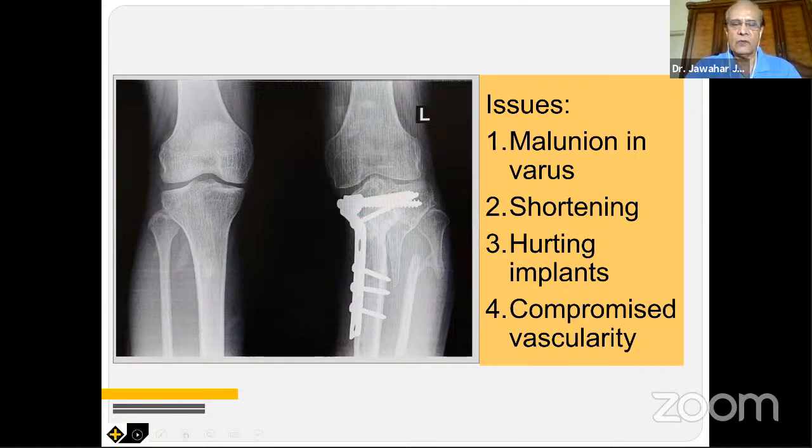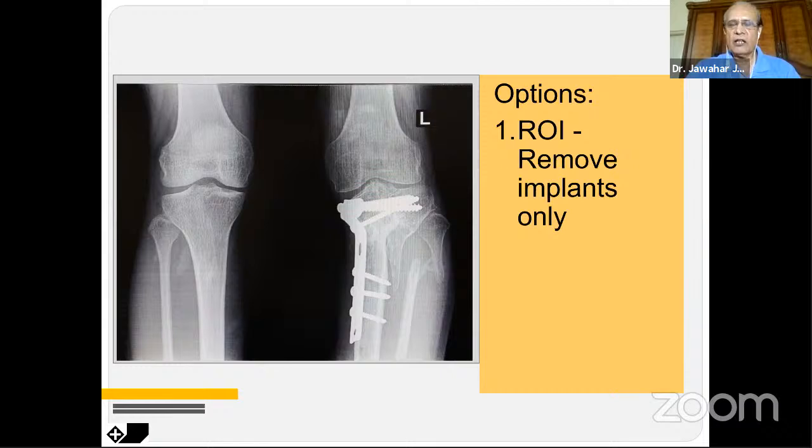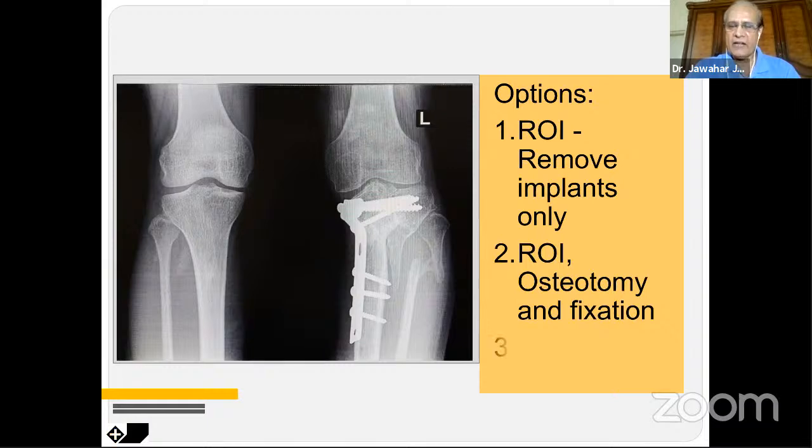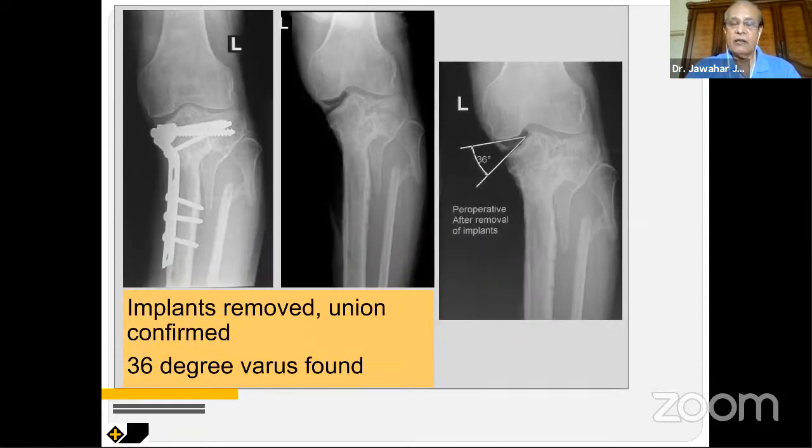Okay. Can we proceed with the case? Yes. So what I did, I said that I can do removal of implants only. I can do removal of implants plus osteotomy and fixation, or leave it for now because enough is enough, just accept it. So what I did, I removed the implant.